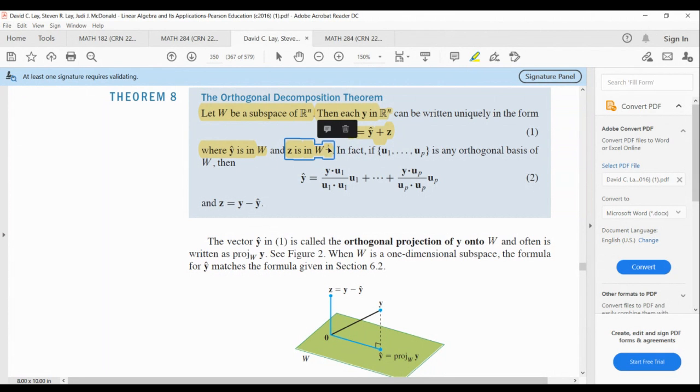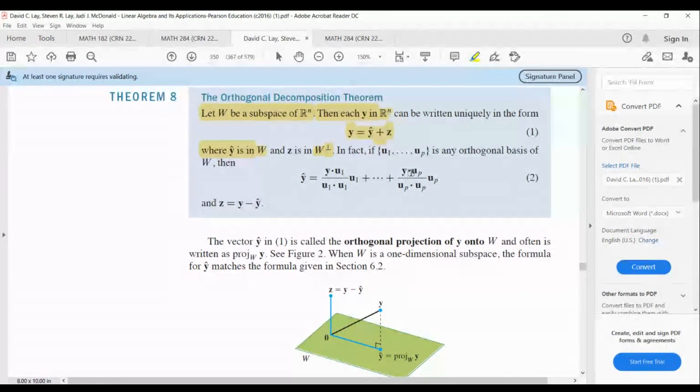This W perp space consists of all vectors that are orthogonal to the vectors in subspace W. So they are orthogonal subspaces. What we're doing is taking a vector y and expressing it as the sum of two vectors, each in a subspace, but the subspaces are orthogonal to each other.